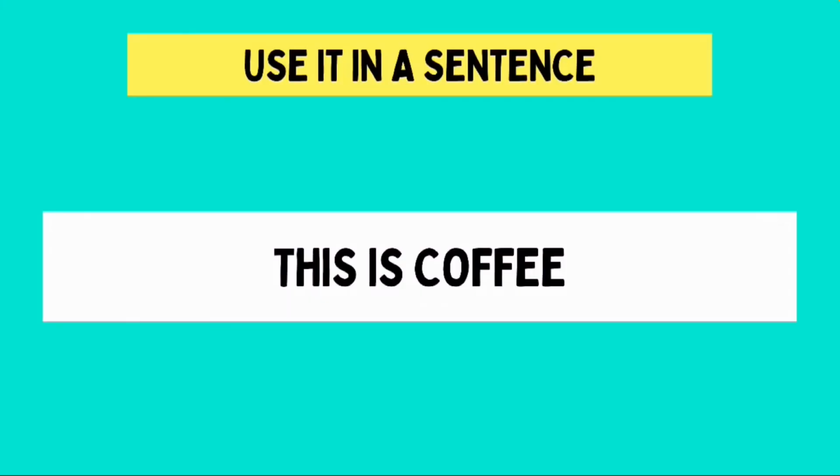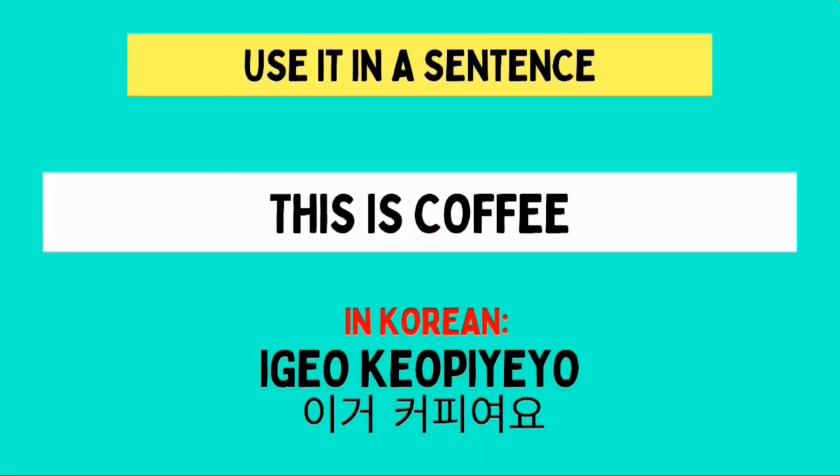Now let's try to look into this example English sentence. It says, this is coffee. Again, this is coffee. The Korean translation of this sentence is 이거 kopie요. Again, it's 이거 kopie요.